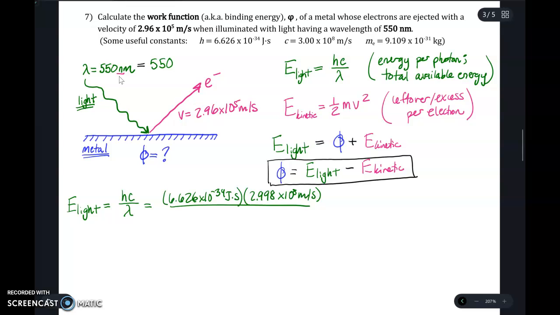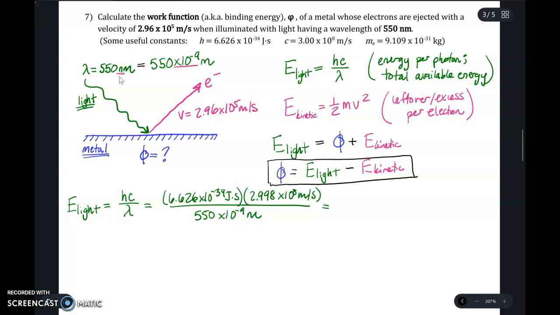So I'm going to keep the 550, and then when I get to that prefix, I'm going to put in what that prefix stands for. Now, nano stands for times 10 to the negative 9th. So I put that in for nano, and then I keep the base unit, the meters, right? So now I have a value that's in meters that I can actually plug in down here on the bottom. So 550 times 10 to the negative 9th meters.